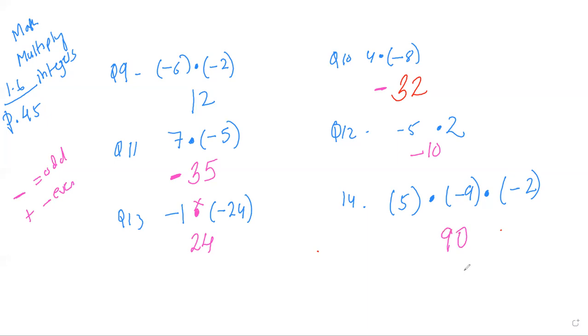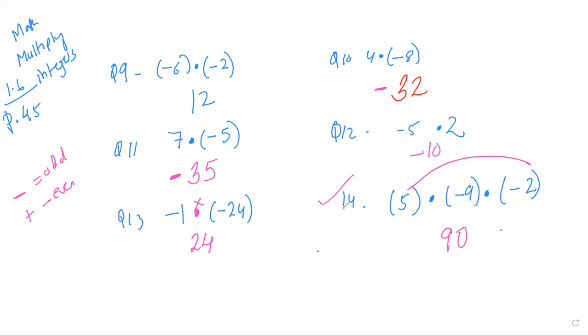Plus 90, that's correct. If you want, you can even do it this way. But this is correct. Just see how many negatives, two negatives, that means positive sign. And then 5 times 2 is 10, 10 times 9 is 90. I multiply it this way. I multiply first 5 times 2. I got 10 and then 10 times 9, 90.